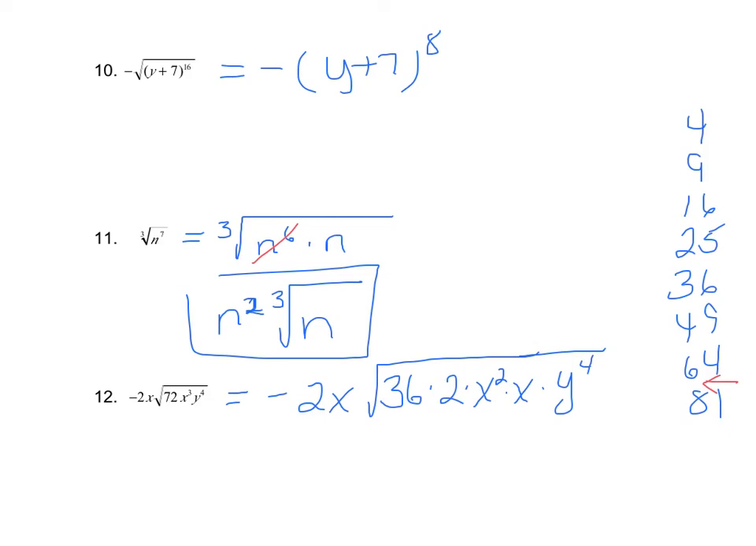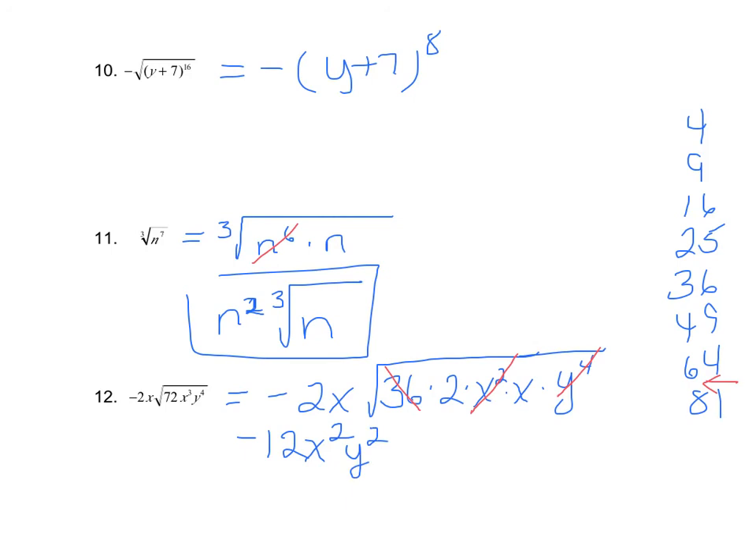So now let's simplify our answer. Square root of 36 is 6. When 6 comes out to meet the negative 2, I get a negative 12. I can't take the square root of 2. Square root of x squared is x. When x comes out to meet the other x there, they're multiplying, I get x squared. Square root of x I can't take. Square root of y to the 4th will be y squared. He comes out, and I'm just going to multiply him by everybody else.